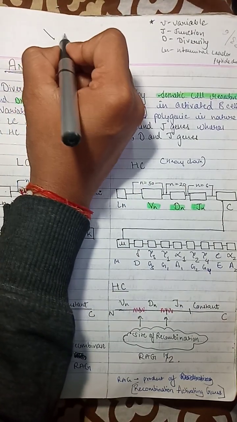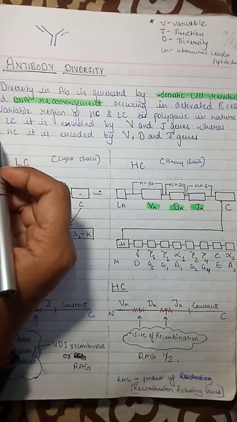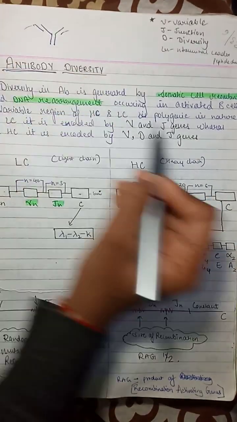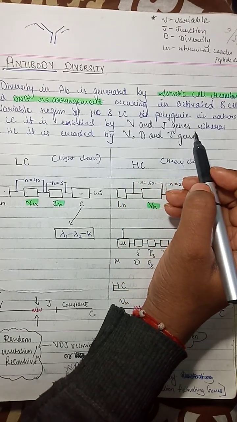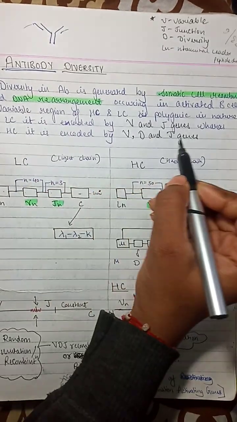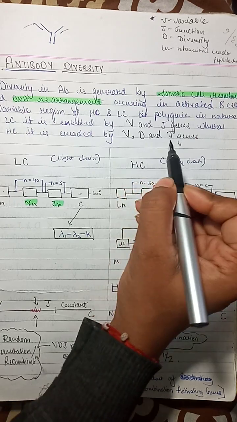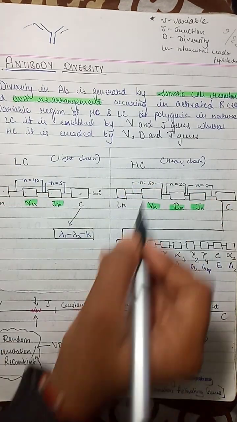See, basically this is the antibody. This is the light chain, this is the heavy chain. The light chain is encoded by V and J genes. V stands for variable and J stands for junction. Whereas the heavy chain is encoded by V, D and J genes: V for variable, D for diversity and J for junction genes.